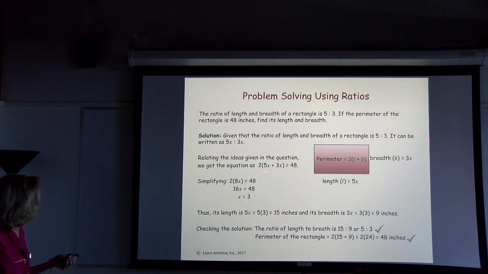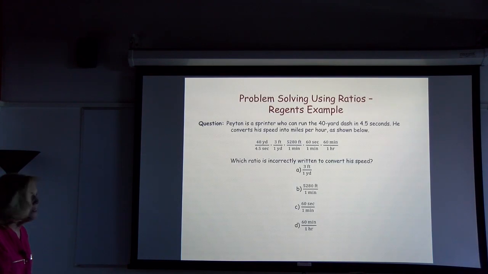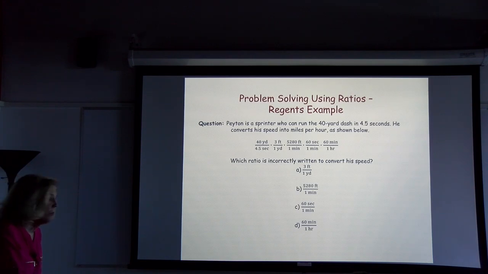And then to find the perimeter, you're going to take twice what they call the semi-perimeter, which is the length and the width, and you're going to double that. So we find in this case that when solving, the x value is 3. Okay, here's another one using ratios. This is a Regents question. Take a look at it.